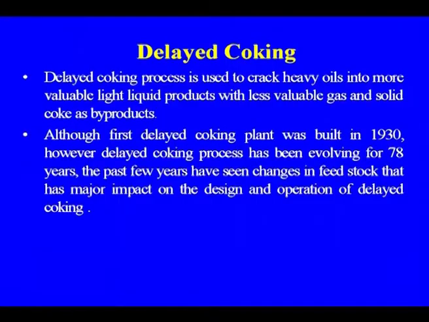Now, let us discuss in more detail the delayed coking. Delayed coking process is used to crack heavy oils into more valuable light liquid products with less valuable gas and solid coke as byproduct. Although the first delayed coking plant was built in 1930, the delayed coking process has been evolving for the last 78 years. The past few years have seen changes in feedstock, which has a major impact on the design and operation of the delayed coking.